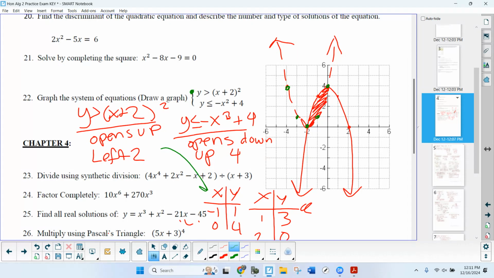And then you said it's dashed because it's just greater than and shaded above. So she did dash it. I can kind of see, I can see there. It's dashed.